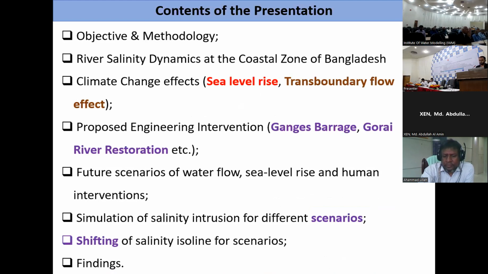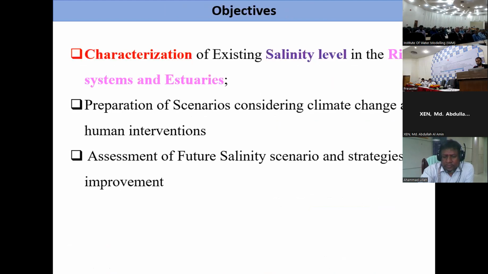So this is the content of the presentation, but I am not reading it out right now. Let's proceed. These are the objectives of the study: characterization of the existing salinity level in the river system and estuaries, preparation of scenarios considering climate change and human interventions, assessment of the future salinity scenario, and strategies for improvement.